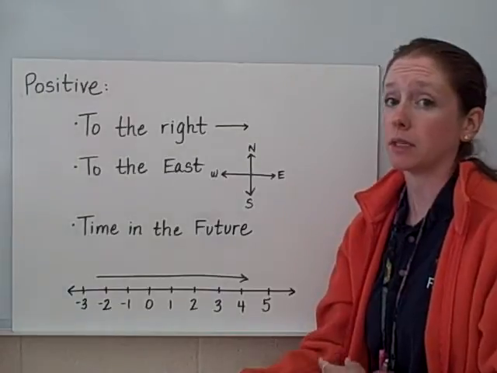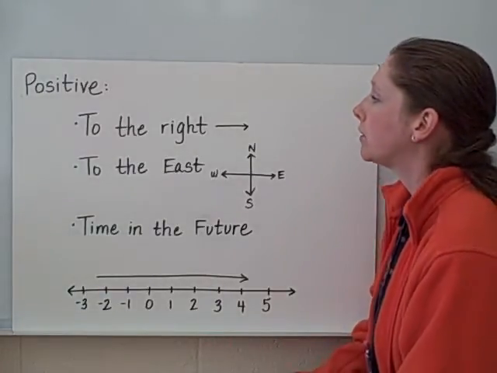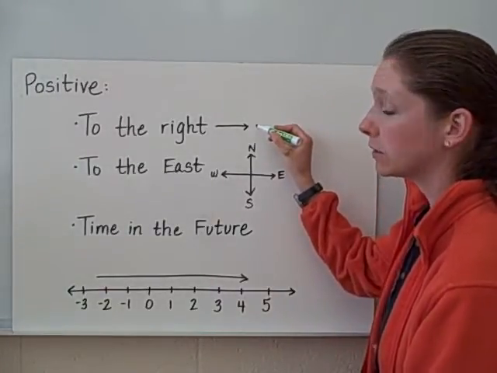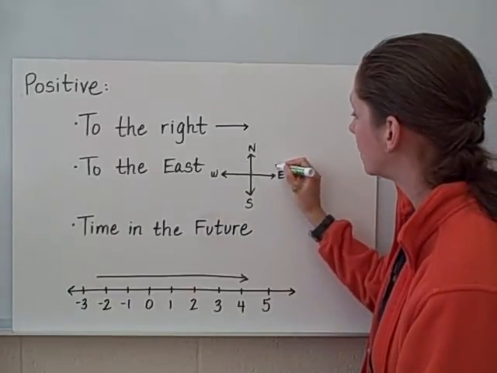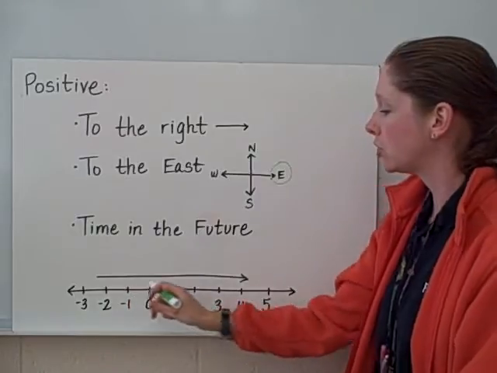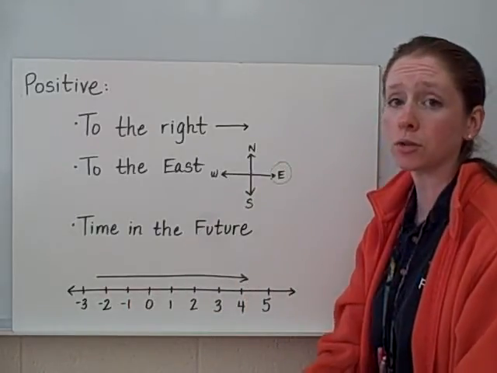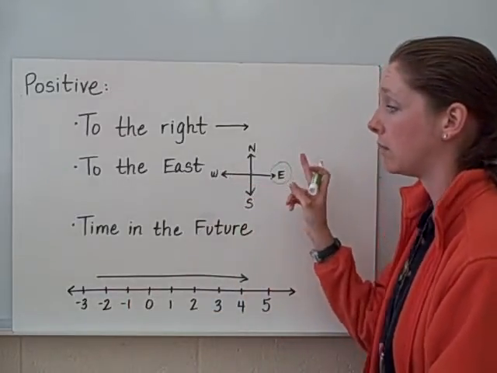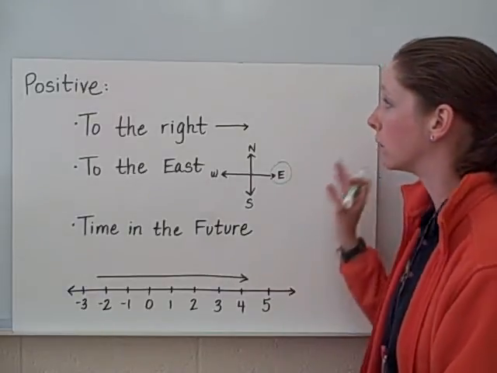For positives, it's exactly the opposite. So think about moving to the right, to the east on a compass rose, and time in the future. So look at your number line. Remember that when you multiply with rational numbers, positive can mean many different things in real world contexts.